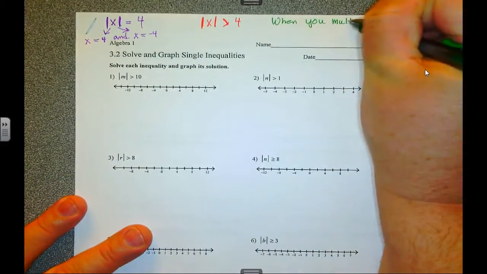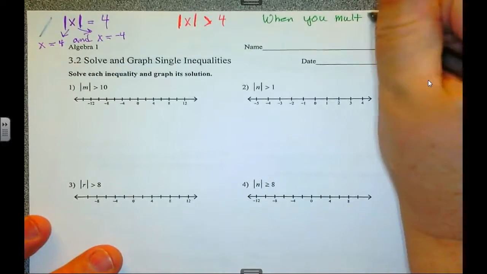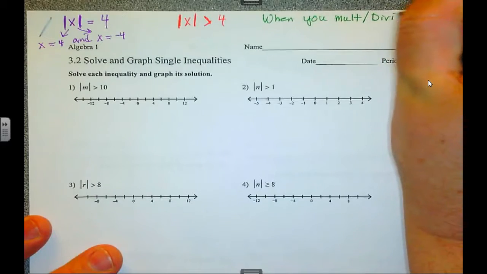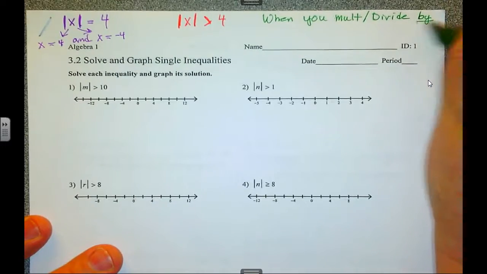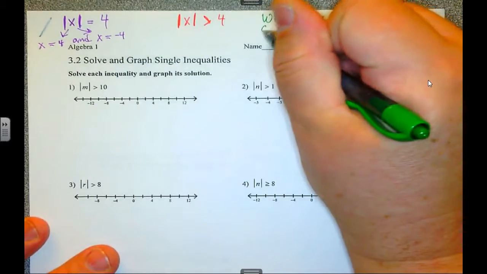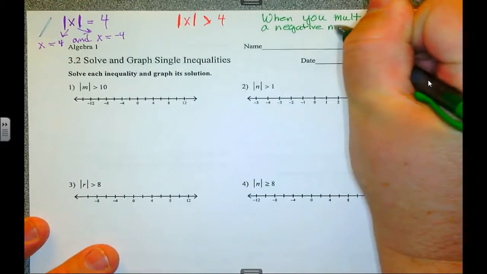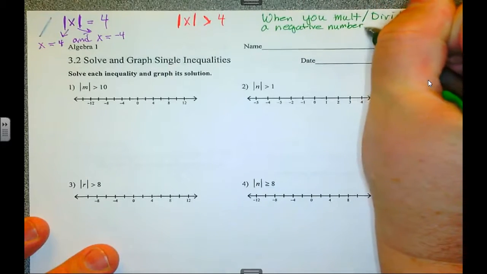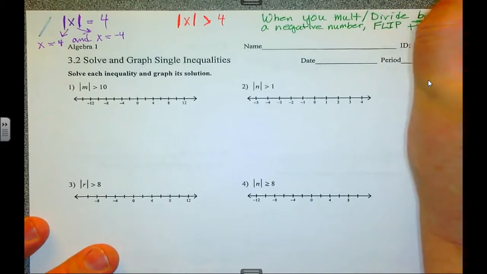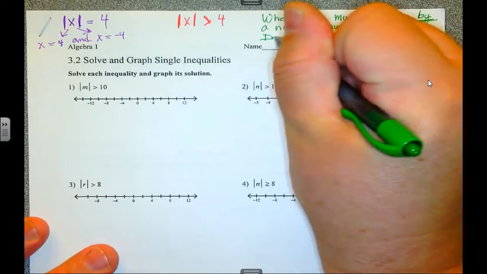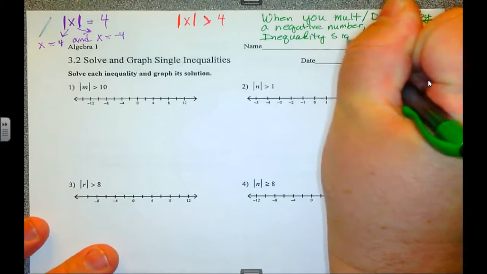And I would suggest writing down these notes. When you multiply or divide by a negative number, and I stress by a negative number, you have to flip the inequality sign. Okay.